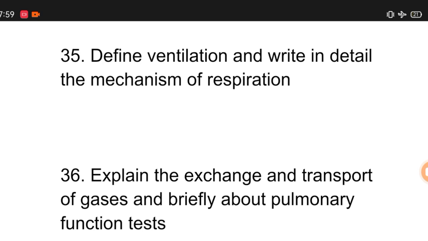From that you can understand how they are doing the ventilation. Definition of ventilation you have to write. Then how it is performed, meaning which muscles are involved. Then IRV, ERV, total lung capacity, lung function, tidal volume you can mention. All these values you have to write there.